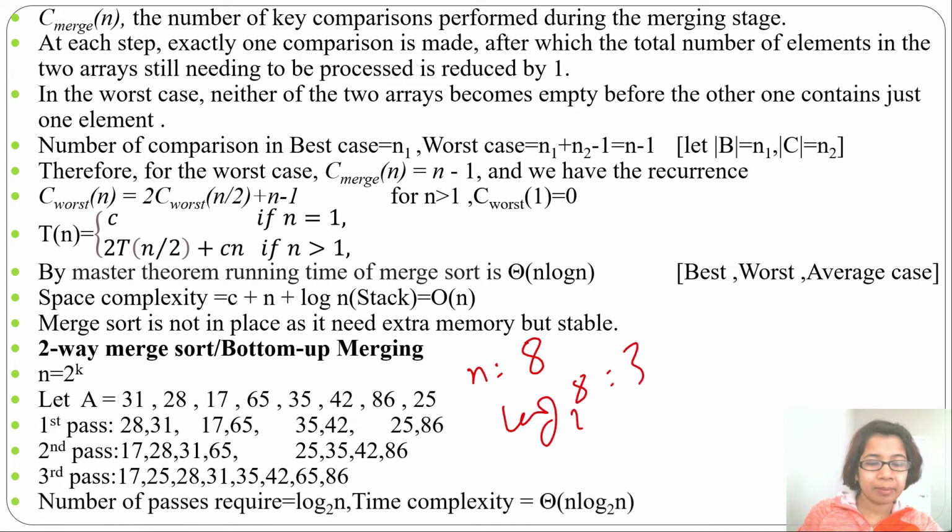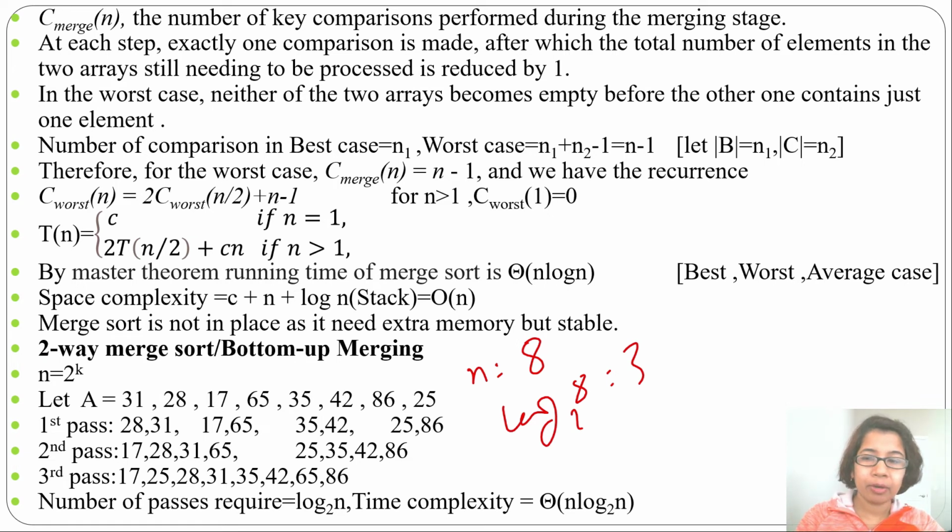And what is the time complexity for two-way merge sort or bottom-up merging? There are n elements and we need log n base 2 passes. So time complexity is theta of n log n base 2. So the time complexity is the same.